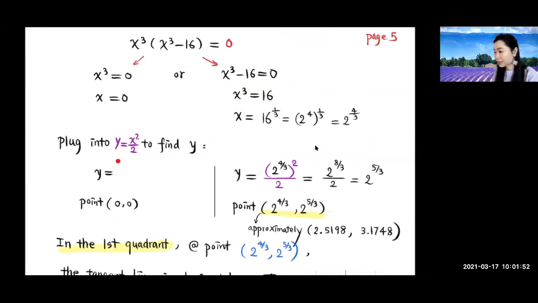However, you still need to find the y coordinate. So we're going to plug in x equal to 0 into this to find the y coordinate of the corresponding point. Plug x equal to 0 here, y will be equal to 0. So that point is (0, 0). If I plug x equal to 2 to the 4/3 into this x here, then do the algebra, y is equal to 2 to the 5/3 power. So that point is the corresponding point.